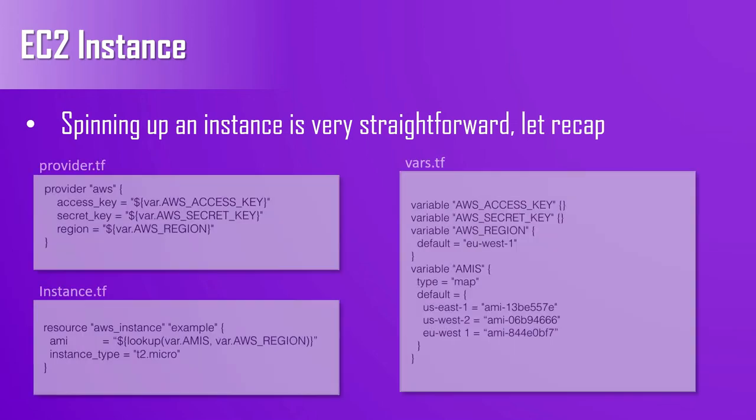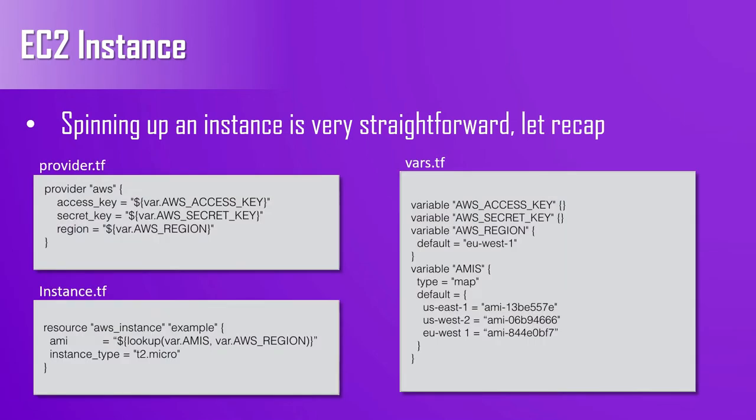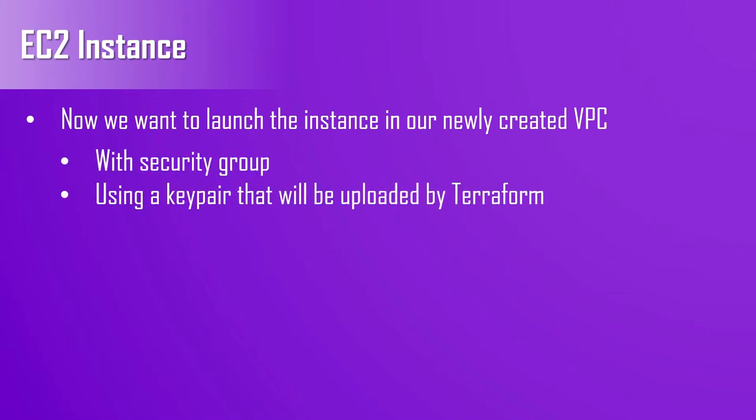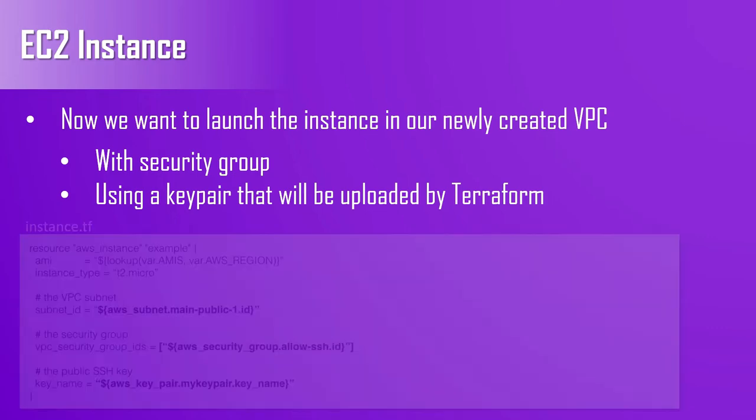Previously we used the provider.tf with the AWS provider and the credentials, or we used AWS configure to manage the credentials. Then we have an instance.tf with an AMI and an instance type, and then we have vars.tf with the region information and the AMI IDs. Now, we want to launch the instance in a newly created VPC, with security groups, and using a key pair that will be uploaded by Terraform.